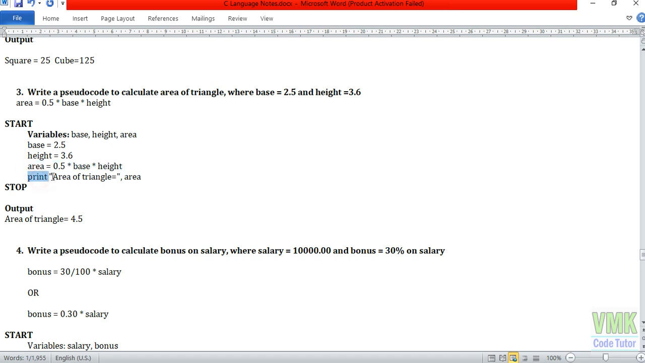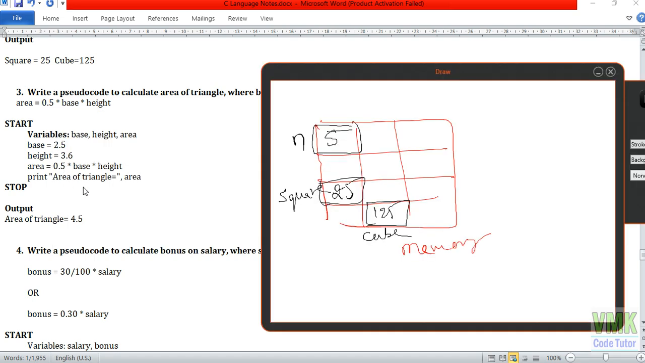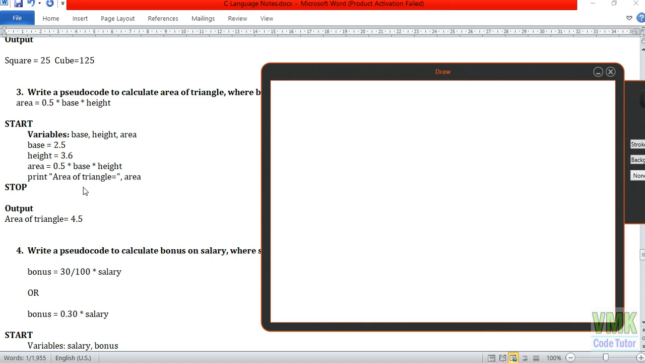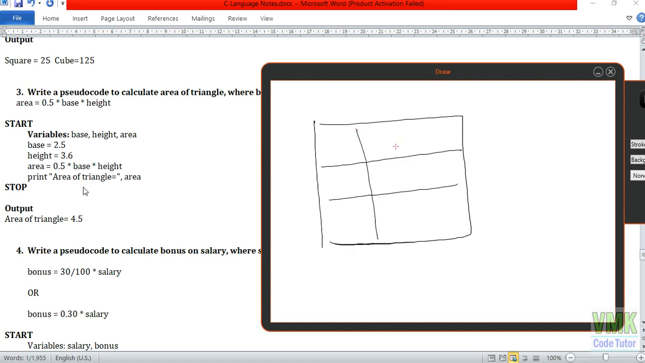Finally we print. I am writing an elaborated description here: area of triangle is equal to area. I am printing on the monitor. Okay, so this is what happens. Let us understand the memory diagram for this particular pseudocode also. Assume that this is the memory diagram. Assume that memory addresses will be there: 101, 102, 103 and so on.